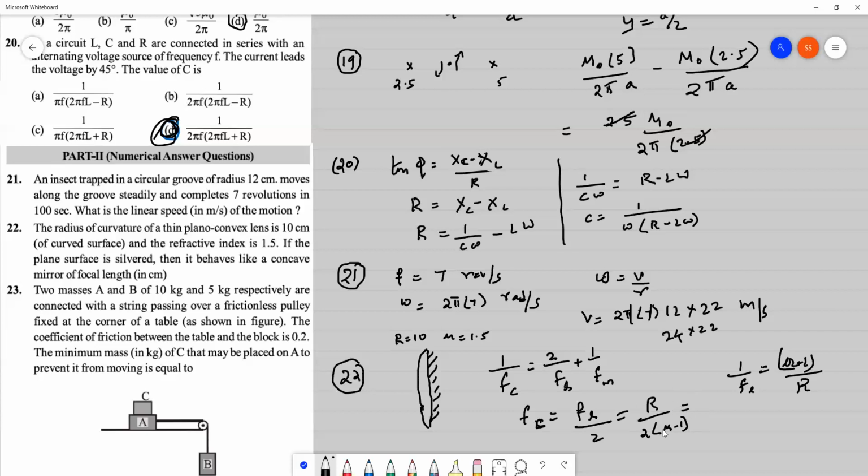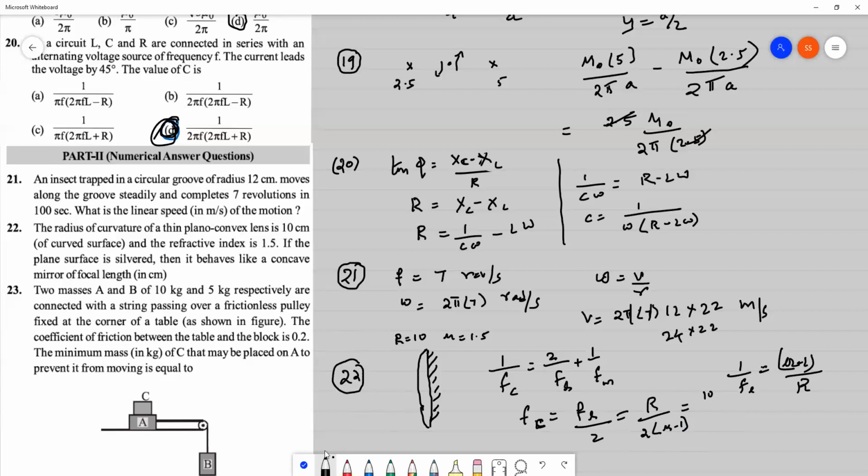What will be this one? R is going to be 10. This is 1.5 minus 1 is 0.5, 0.5 into 2 is 1. So 10 should be the answer for this one.